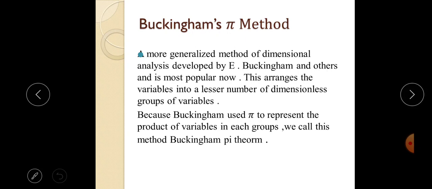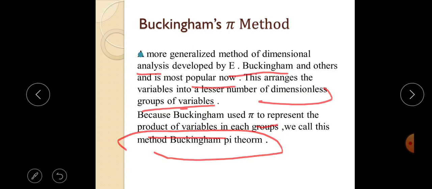It is a more generalized method of dimensional analysis. It was developed by E. Buckingham and others, and it is most popular now. This arranges variables into a lesser number of dimensionless groups of variables, and because Buckingham used pi to represent the product of variables in each group, we call this method Buckingham's pi method, or pi theorem.